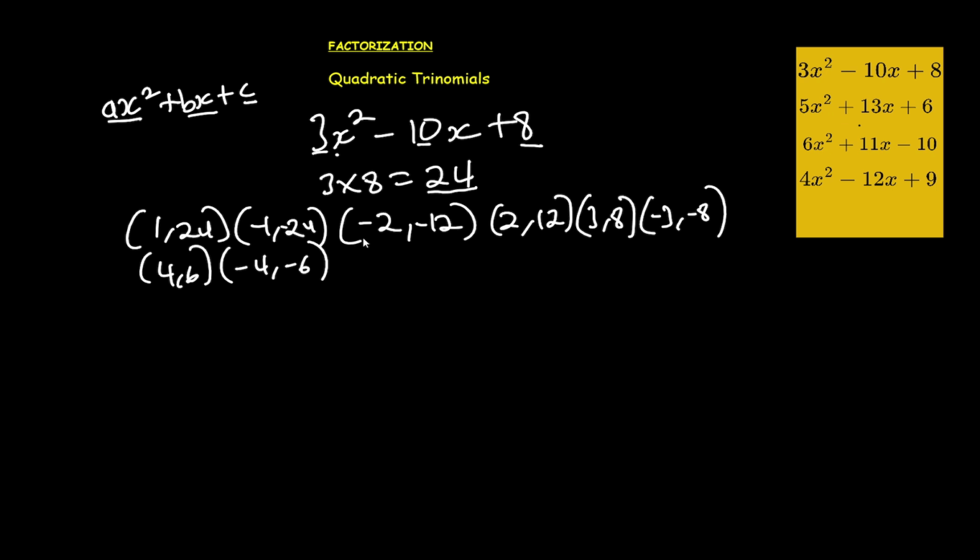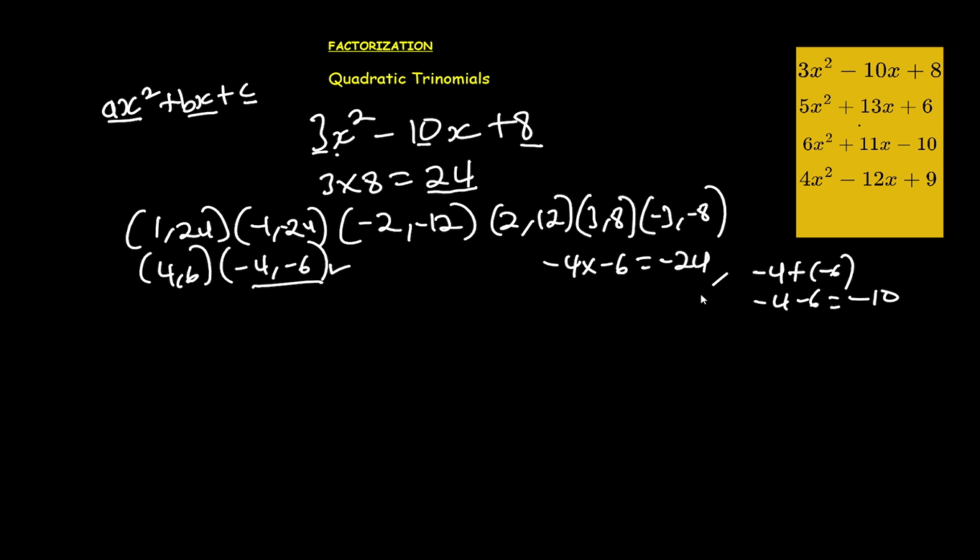But among them, which one do you think gives -10 when added? Let's try the last one and see. -4 times -6 gives you 24. -4 plus -6 gives you -10. So among all these factor pairs, the last one satisfies what we want, because after you multiply -4 and -6 we get 24, and after you add them, you get -10.